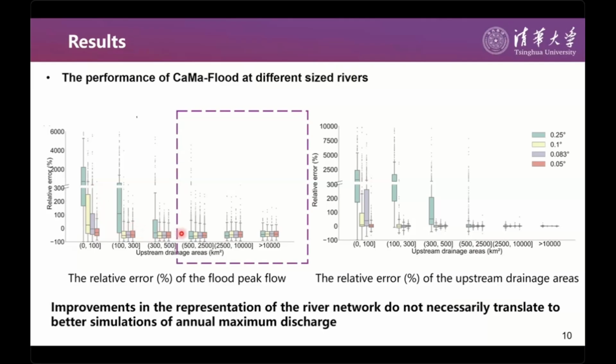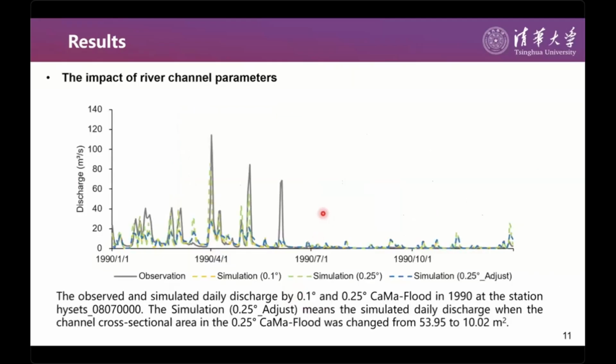For the river reaches with upstream drainage areas larger than 500 square kilometers, the flood peak flow simulated at different resolutions by CaMa-Flood is comparable. This suggests that improvements in the representation of the river network do not necessarily translate to better simulations of annual maximum discharge. One of the reasons is the uncertainty of river channel parameters.